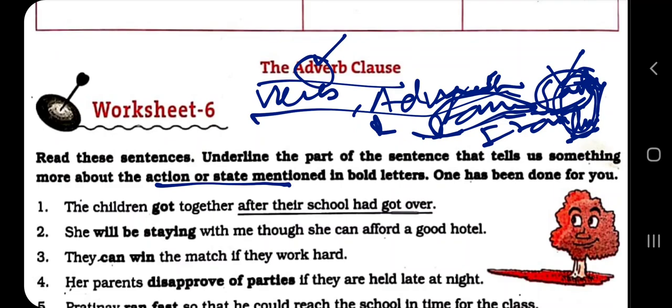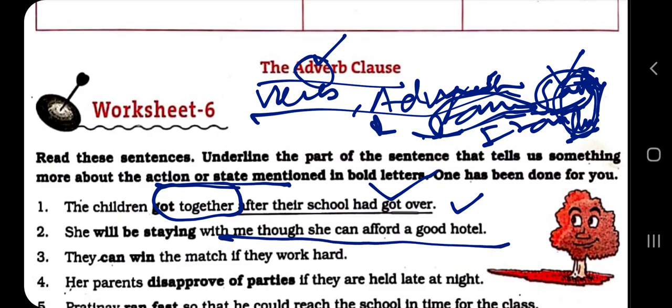The children got together after their school had got over. This is the action, got together. And when? After their school got over. She will be staying with me, though she can afford a good hotel. They can win the match again if they work hard. Her parents disapprove of parties if they are held at night.